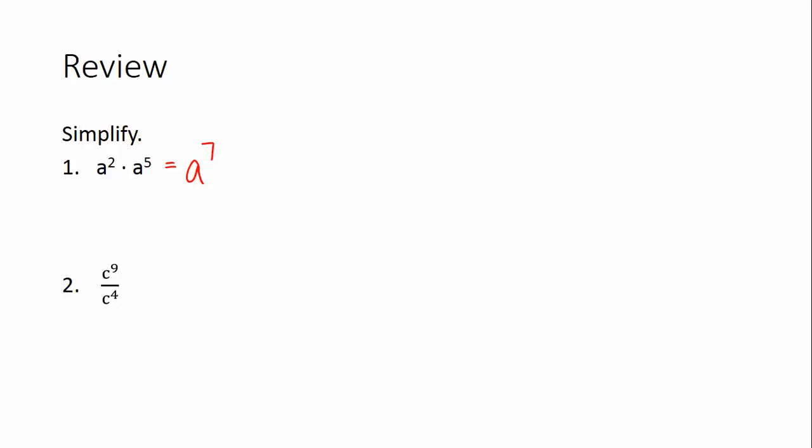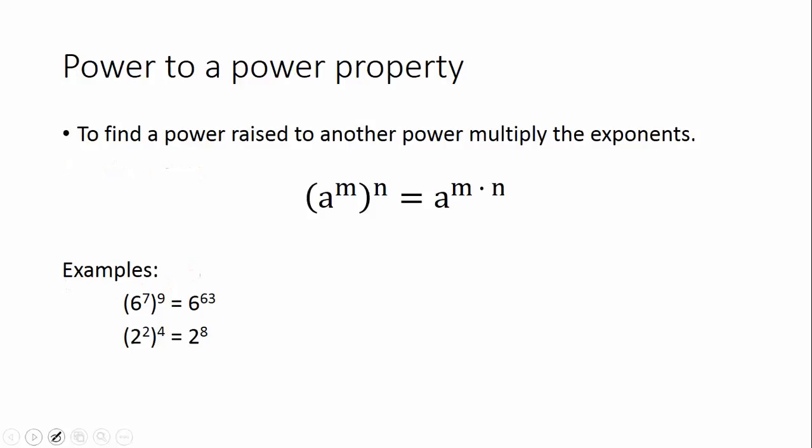Number 2, now we have division. So remember, with division we're going to subtract exponents. So c to the 9th divided by c to the 4th is c to the 5th. So that's just a quick review of what we've done over the last few units. That will also help today.